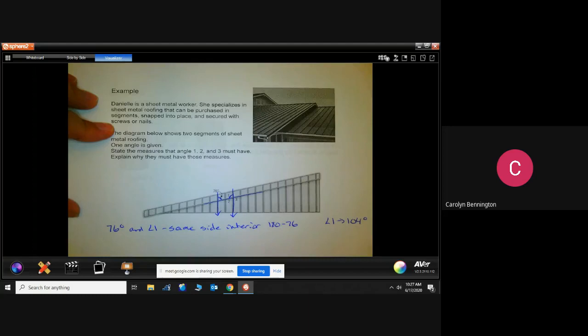For our next angle, angle 2, if we continue working with the 76 degrees that we know, then 76 degrees and angle 2, again, are both interior angles, but this time they're on opposite sides of the transversal. So 76 degrees and angle 2 are alternate interior angles, and these are equal to each other. So we know that angle 2 is then going to be 76 degrees.